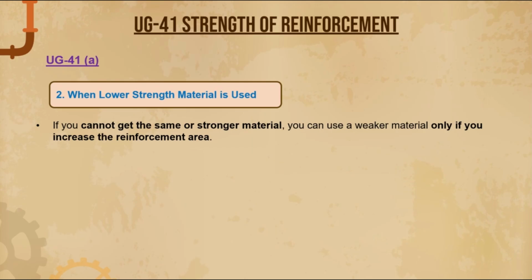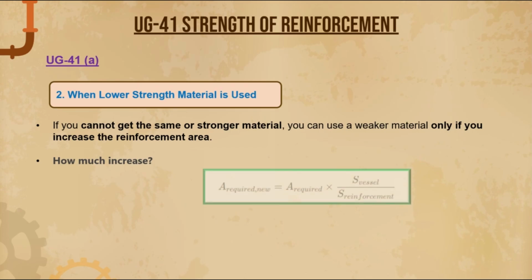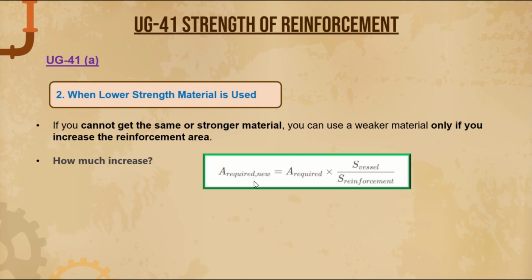Here you got one doubt, right? How much area do we need to increase? For that, I have one formula. New area required is equal to area required as per UG-37 into the ratio of allowable strength of vessel divided by allowable strength of reinforcement. This is the new area formula if you use low strength material for reinforcement.